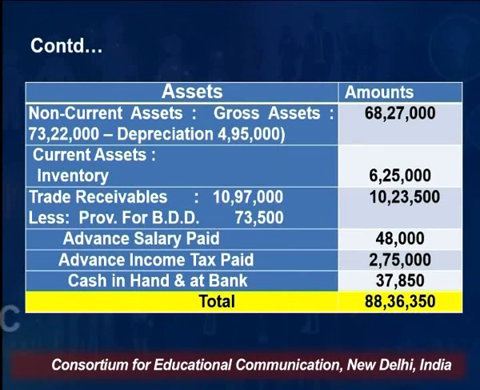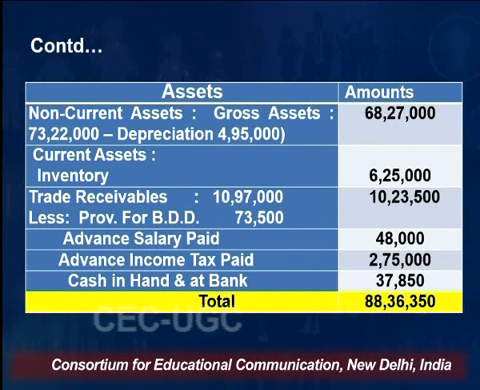After this, they report non-current assets and current assets. Under non-current assets, they report fixed assets minus depreciation. Then they have current assets, with the provision for BDD deducted from trade receivables, advance salary paid, advance income tax paid, cash in hand at bank, and then the total. In this balance sheet, we are provided with cash in hand and at bank of rupees 37,850. This is nothing but my cash and cash equivalents at the end.